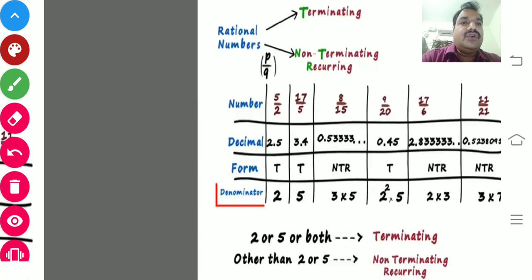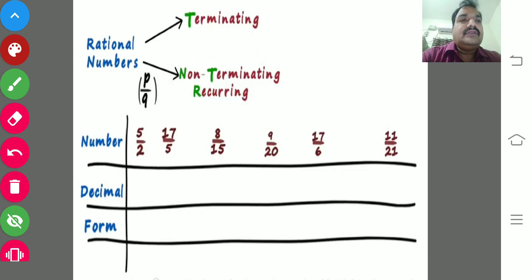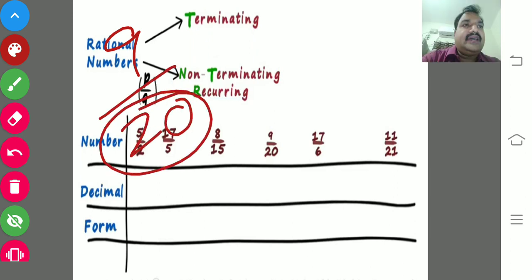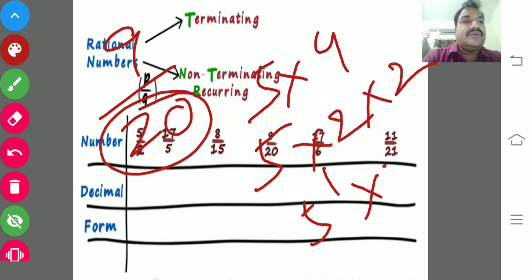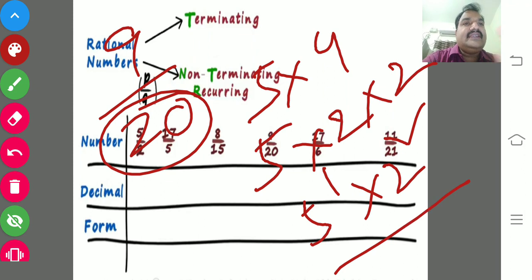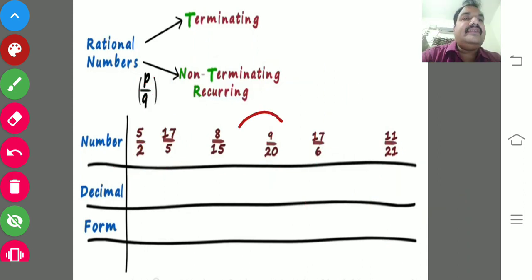Now if you go with one more example, 9 by 20. You focus on denominator 20. 20 can be written as 5 into 4, but 4 is not a prime, so that's 2 into 2. So you can represent it as 5 power 1 into 2 square. Yes, it is terminating because it is in the form of 2 power m into 5 power n. So 9 by 20 is a terminating decimal.